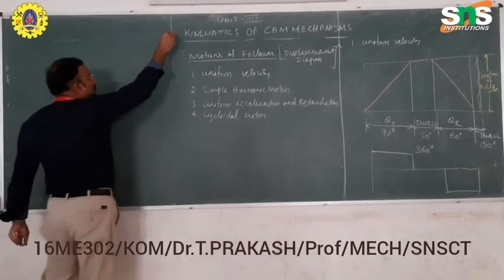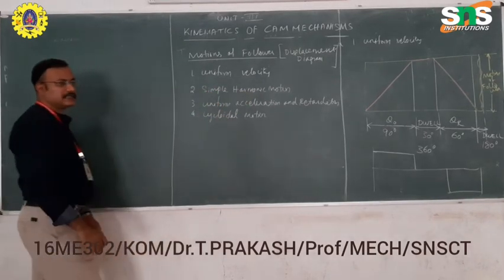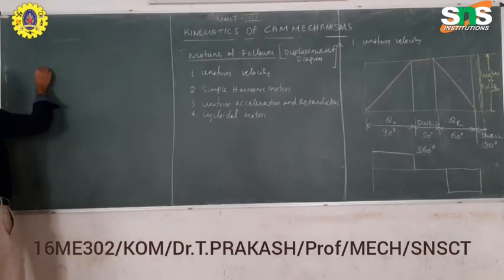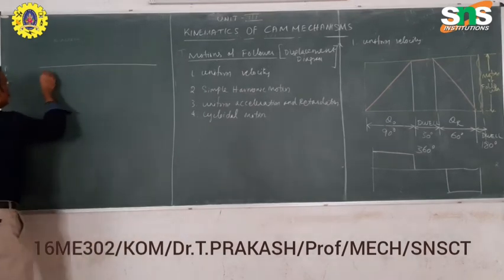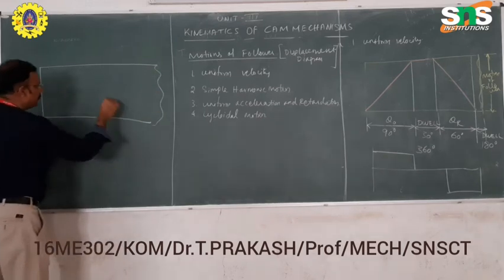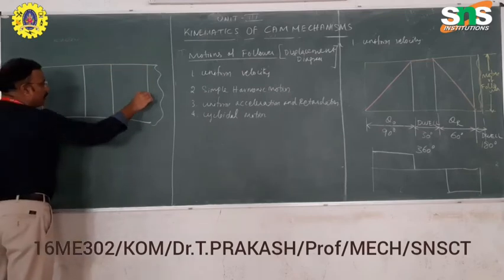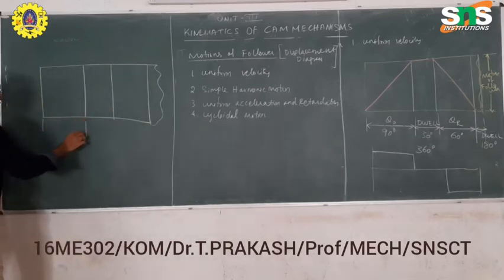In the form of a sine curve. In simple harmonic motion, we can see a sine curve in the displacement diagram. There will be upward and downward motion in the same displacement diagram. It is our outward stroke, it is our dwell period, and it is our return stroke period.